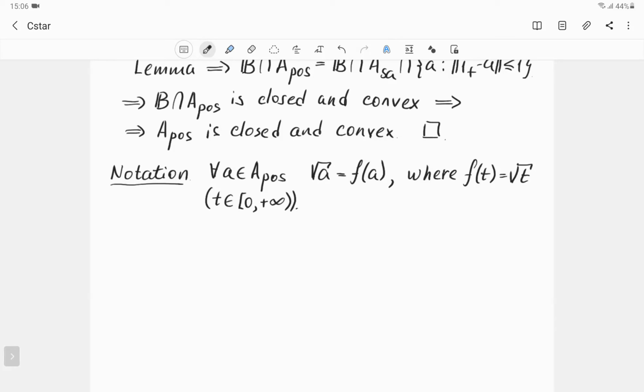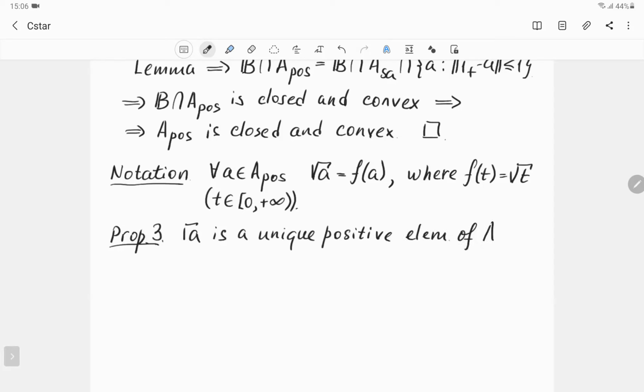What can I say about this element? This is our next proposition, proposition 3. The square root of A is a unique positive element of A satisfying the following identity.